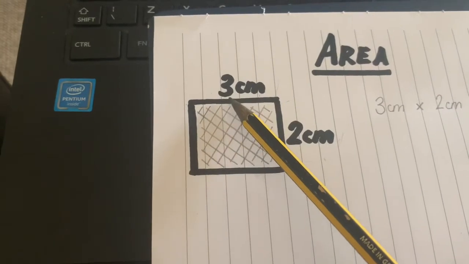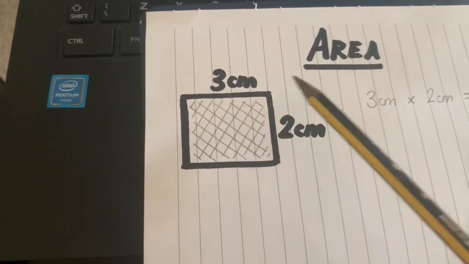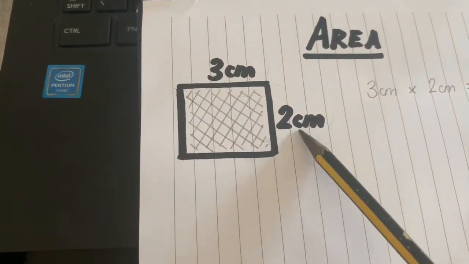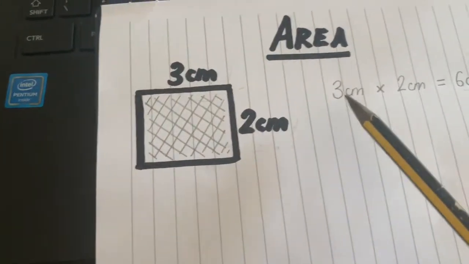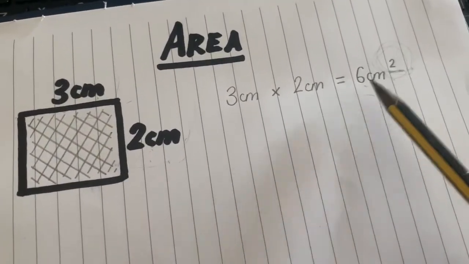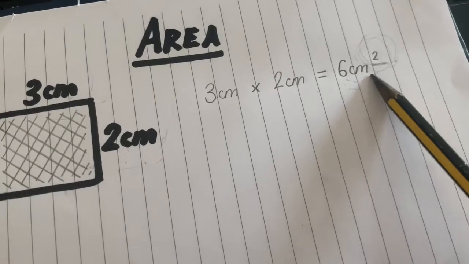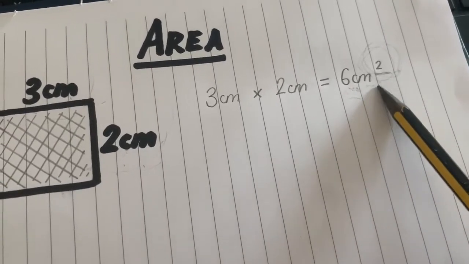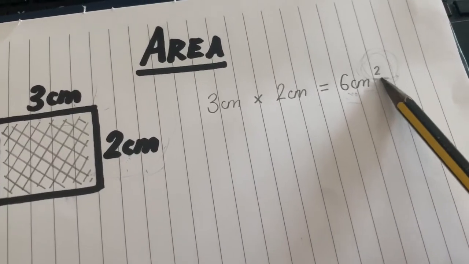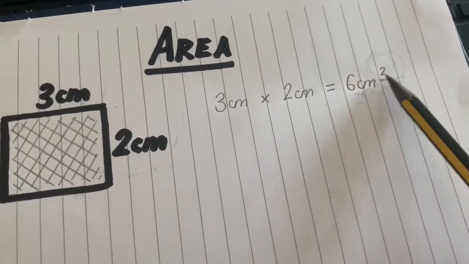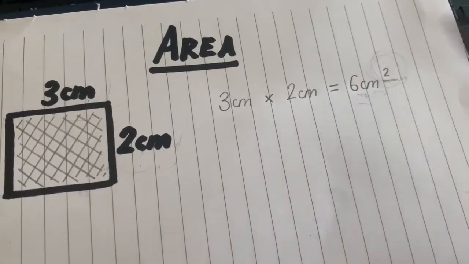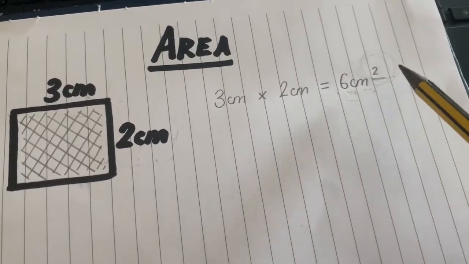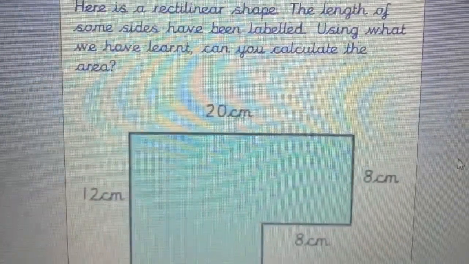So to do this, we've got 3 centimetres by 2 centimetres. And as I say, this is going to give us our area. So 3 times 2 we know is 6. It's really important that we include the unit of measurement, so in this case centimetres, and also this symbol here, which means squared, and it just shows us that we're displaying the area, so 6 centimetres squared.